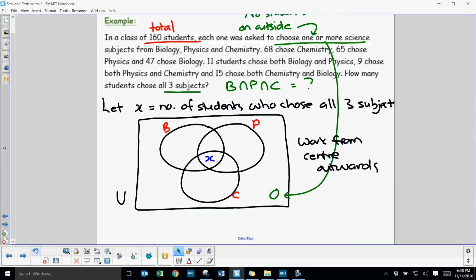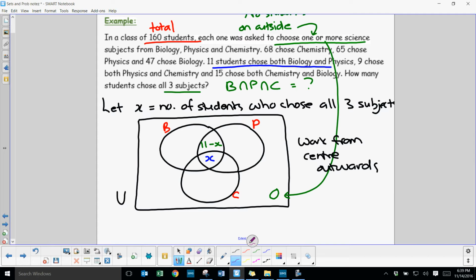And the information that helps us to do that is not the total circle bit, but the bits where they say just 2 subjects together. So we know 11 chose bio and physics together. So as bio and physics, it's here. So this whole section here must add up to 11. But we don't know what X is. So all we can do at this point is define this part here as 11 minus X. Because that whole section, as we said, must add up to 11. So this little section out here must be 11 minus X. So let's write that one in there, 11 minus X.